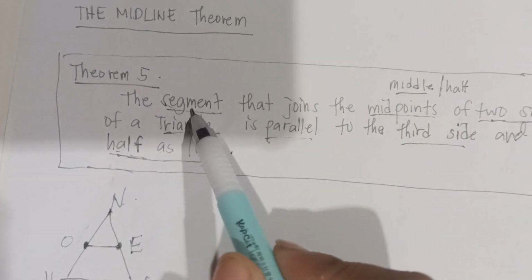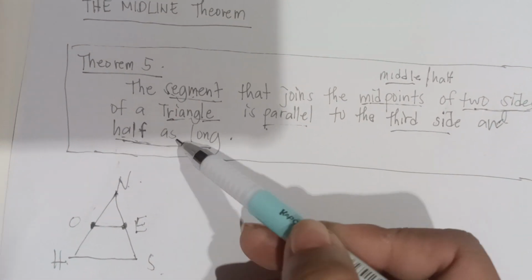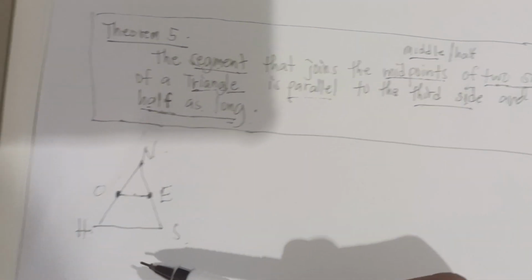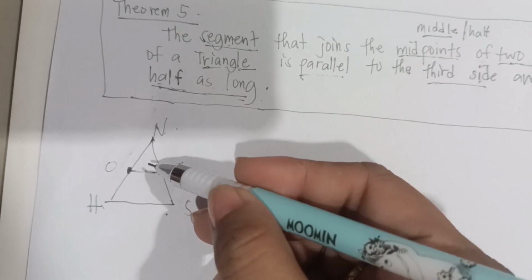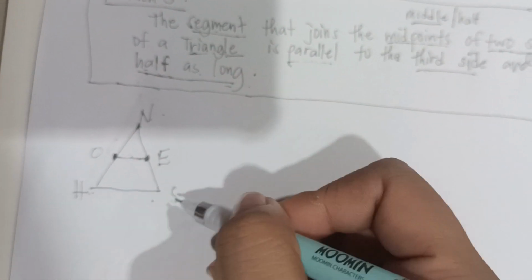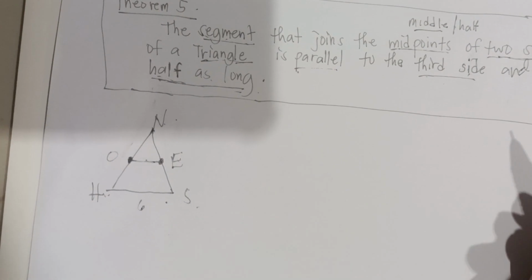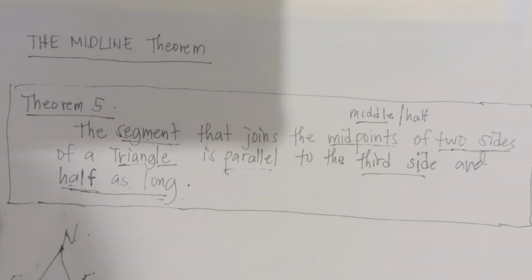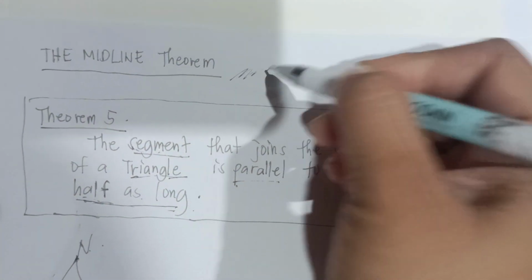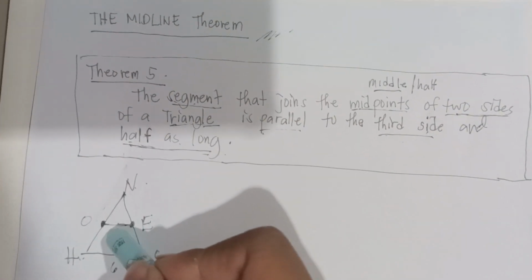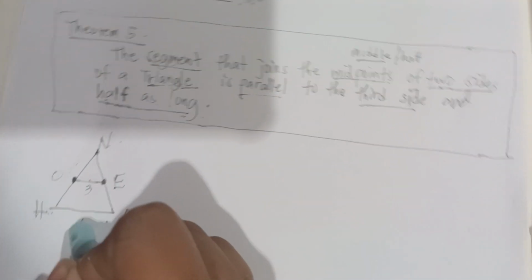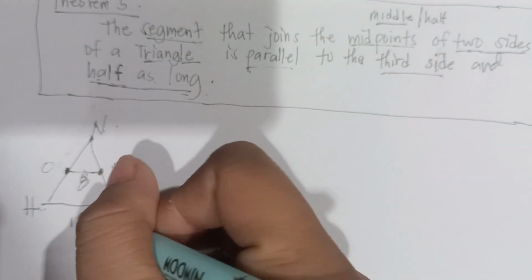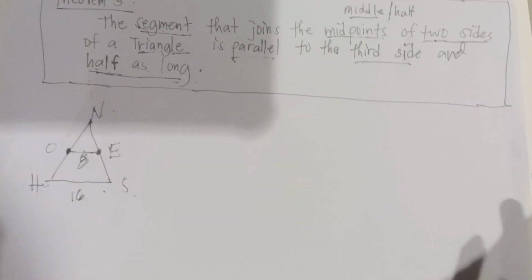According to the theorem, that segment is half as long as the third side. Meaning, it is just half of the third side. If our HS measures 6, therefore our OA would measure 3. So that is what our Theorem 5, the midline theorem, means. If our OA measures 8, then our HS would measure 16, because it is half as long. Okay?